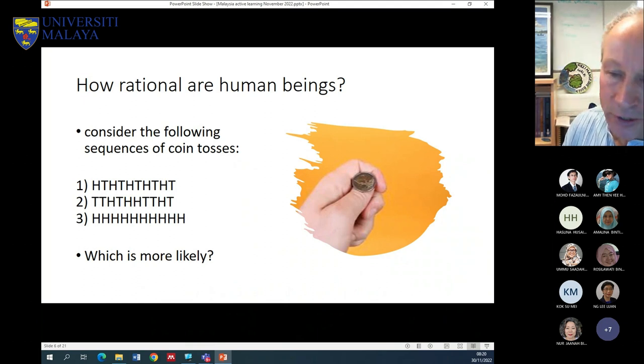So I've got a question for you now. This question is about rationality, and we're going to do three coin tosses. So this is coin toss sequence number one. This is heads, tails, heads, tails, heads, tails. So each of these sequences are 10 tosses of a coin, one after the other. What I'd like you to do is to tell me, somebody to tell me, statistically, which of these three coin tosses, one, two, or three, is more likely.